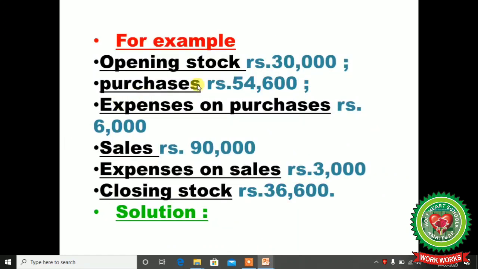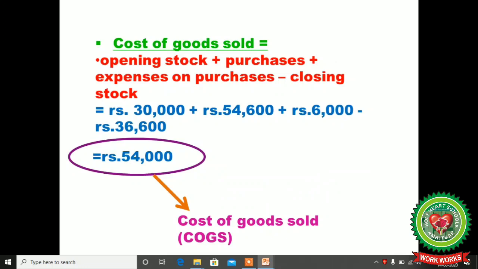For example, opening stock is 30,000, purchases 54,600, expense on purchases 6,000, sales 90,000, expense on sales 3,000, and closing stock 36,600. So how to find out the cost of goods sold? Your formula: opening stock, purchases, expense on purchases, minus closing stock. Why are expenses on purchases considered in the formula? Because this is your direct expense on production, and if indirect, there is no need to include it.